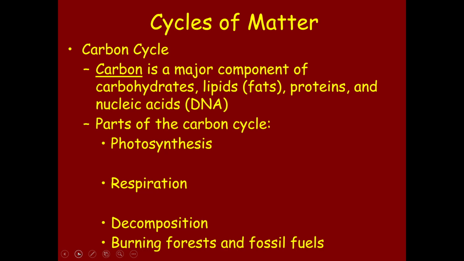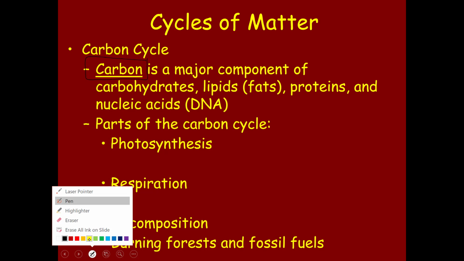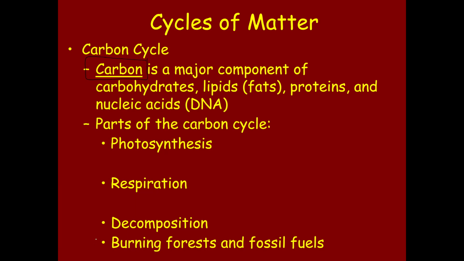So the carbon cycle, when we look at carbon itself, why we need it. Okay, we need carbon in order to produce carbohydrates, which help give us energy. We need it to produce fats, which also give us energy. We need proteins that help build muscle. And we need it also to make DNA, which we know is our genetic material. So the carbon cycle is very, very important to all living things.